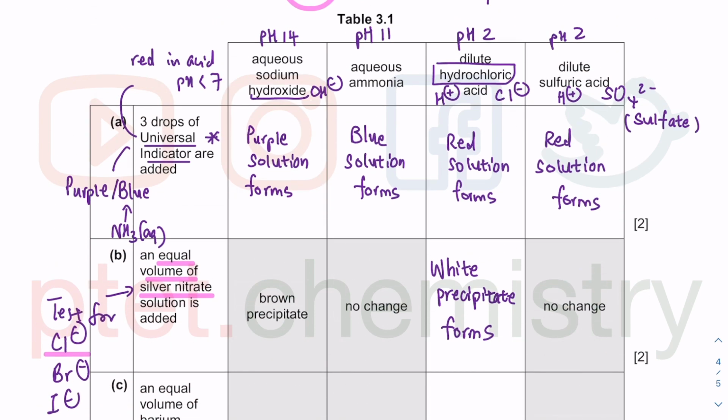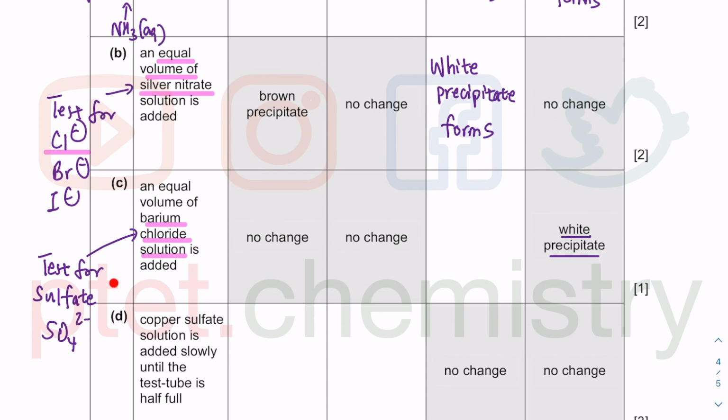When we tested it with hydrochloric acid, Cl minus will not give us anything with the barium, so there will be no change. This is a white precipitate because that is your test for sulfate, which is positive from the sulfuric acid. So this is the positive test there.